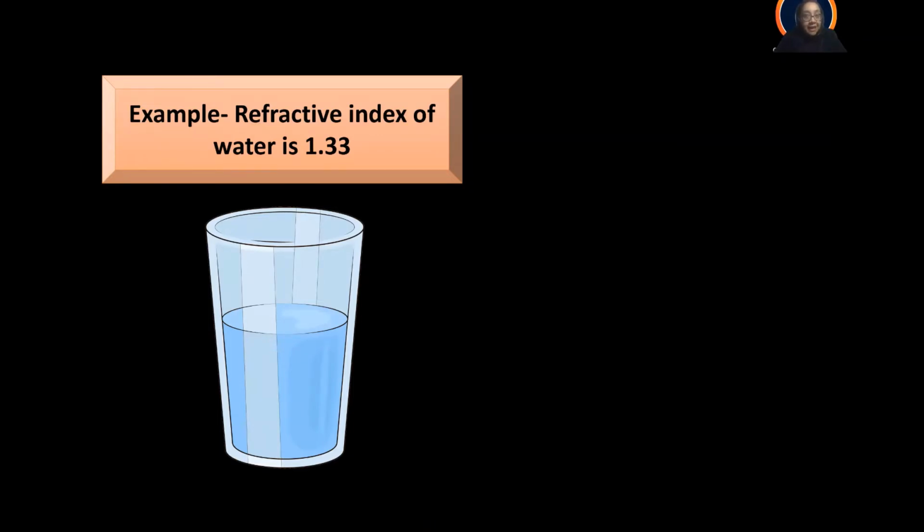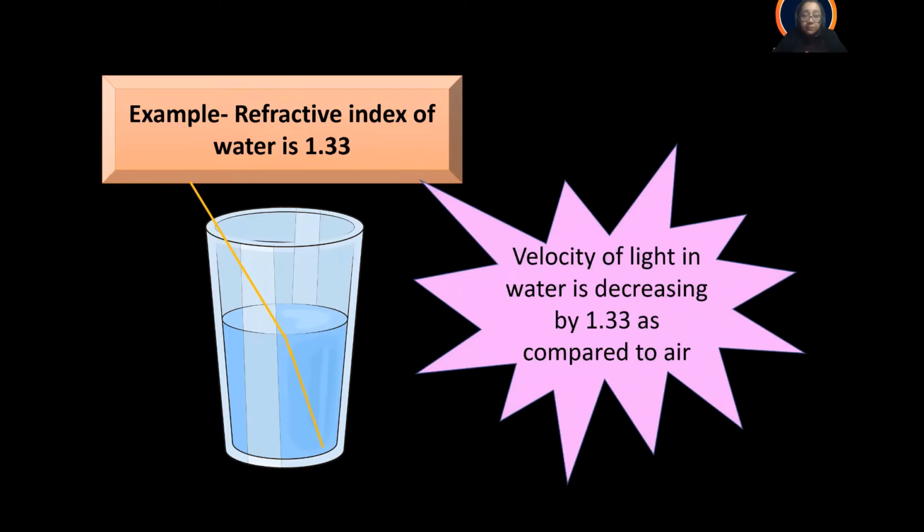So let's take the second example. The refractive index of water is 1.33. So what does this 1.33 value mean? Just now we discussed that this value helps us understand how the speed of light decreases. Here the incident ray is striking the water surface and it is bending, and it happens because there is a decrease in speed of light. So the velocity of light in water is decreasing by 1.33 times as compared to air. So this is the significance of the refractive index.